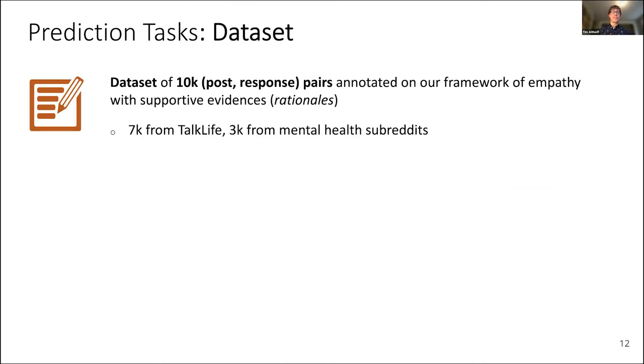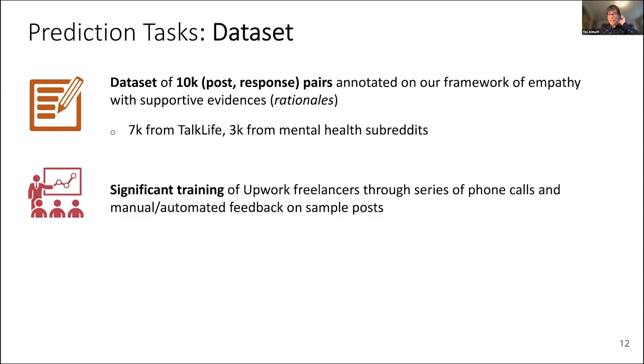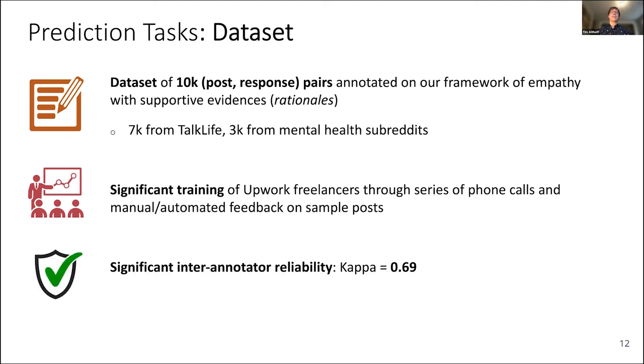Now for this, we collected a data set of 10,000 post and response pairs from both TalkLife and mental health subreddits. It turns out the whole problem is that this is really hard to label and annotate. So we went through very significant training for hours and hours with freelancers that we worked with for a long time. And we were able to achieve a relatively high inter-annotator agreement of 0.69, which is much, much higher than comparable constructs in the mental health literature. And we very much attribute that to a lot of training.